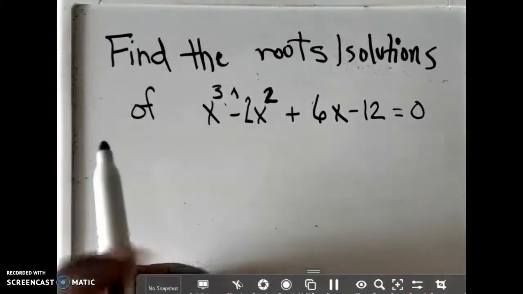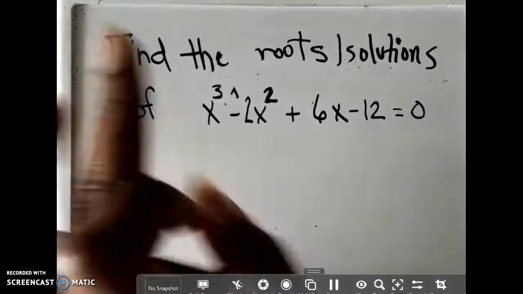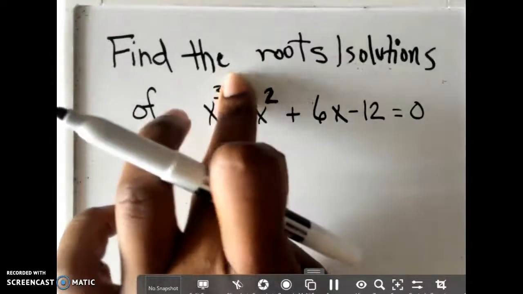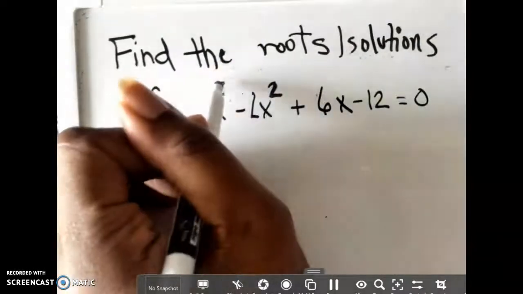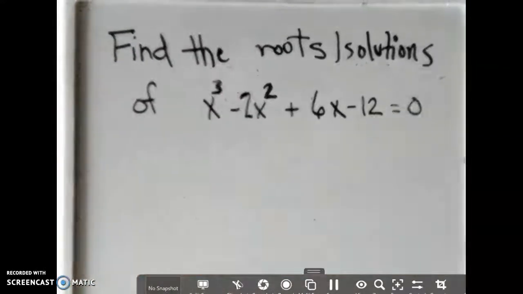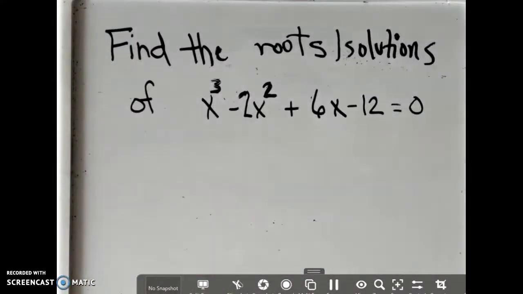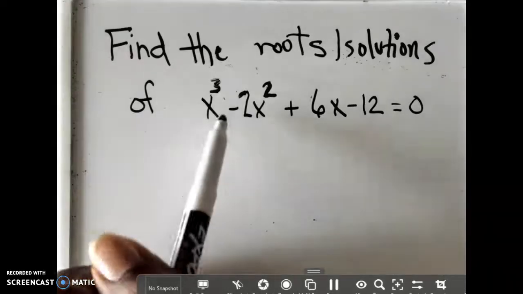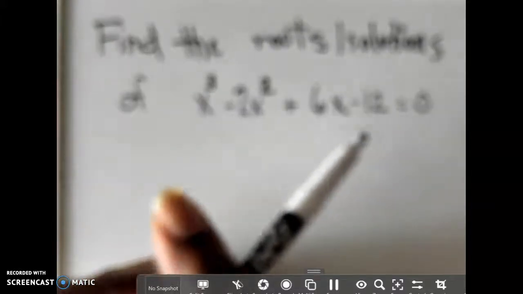Finding the roots or solutions of x cubed minus 2x squared plus 6x minus 12 equals 0. What we're going to do here is look for particular things when you see a polynomial. You can't automatically say, oh, I need to do this or I need to do that. First, you have to take into consideration what you have. So when I'm looking at this, I have 4 different terms.